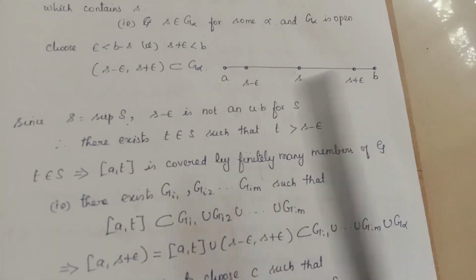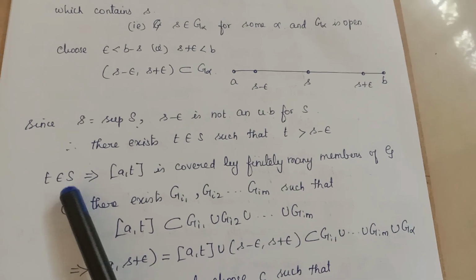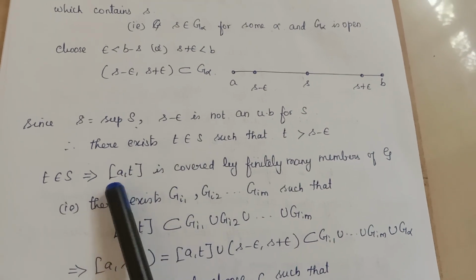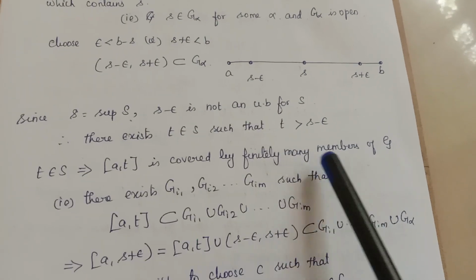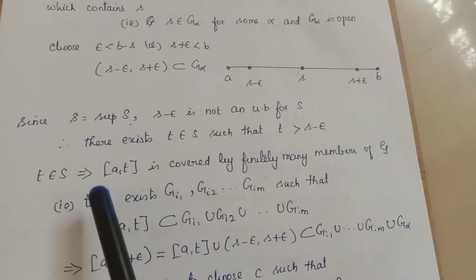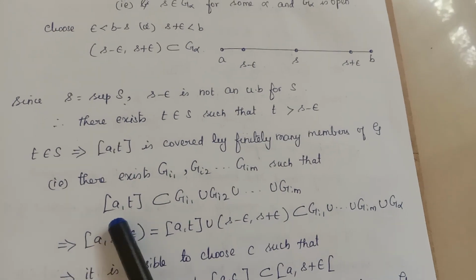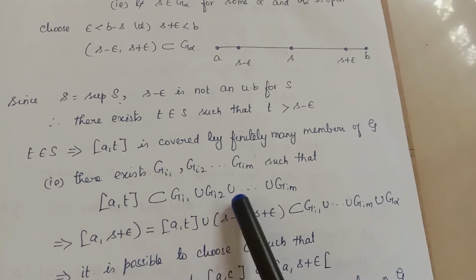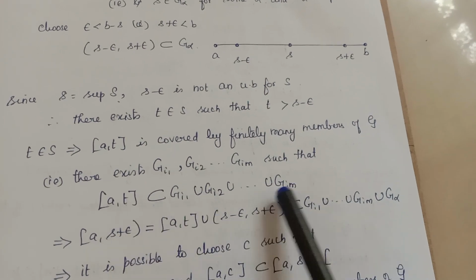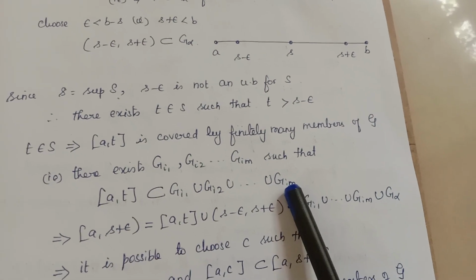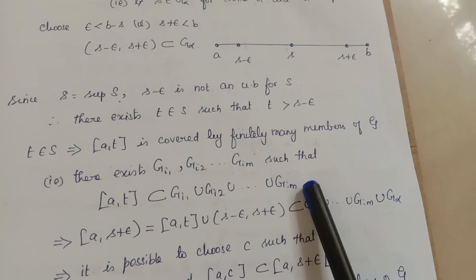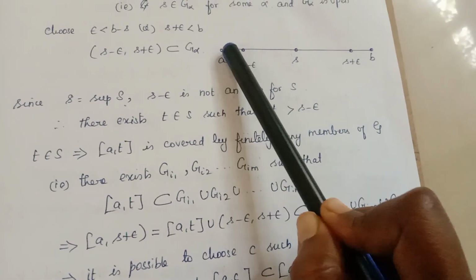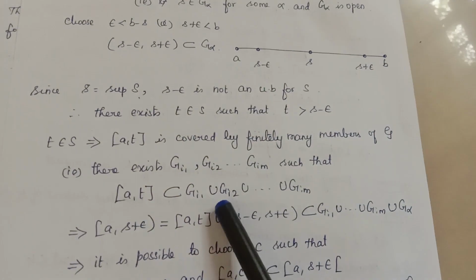Now, T belongs to S implies what? What is the condition for a number to be in S? The interval A to T is covered by finitely many members of G. So consider the closed interval A to T. This is contained in Gi1 union Gi2 union up to Gim, by the definition of the set S I defined in step 1. My T is somewhere here. A to T is covered by finitely many members of G.